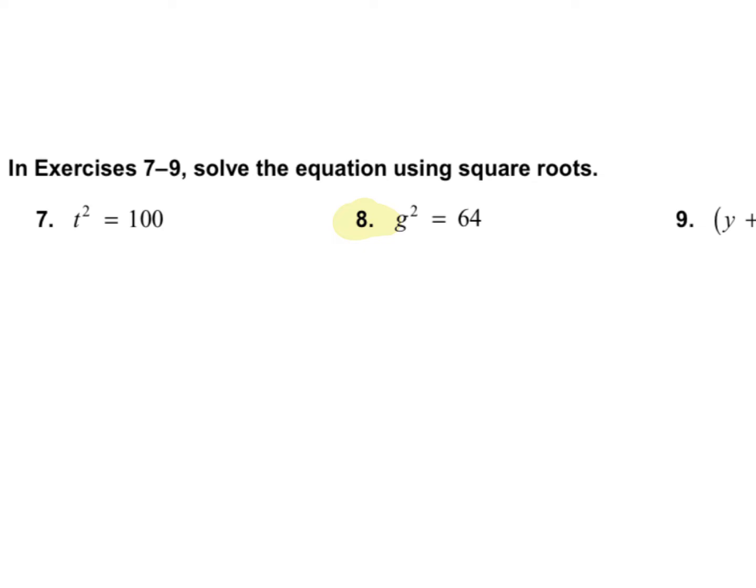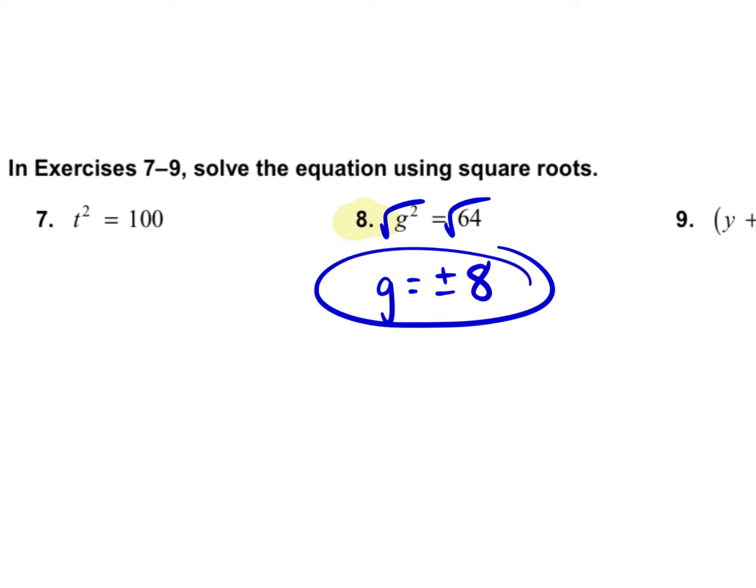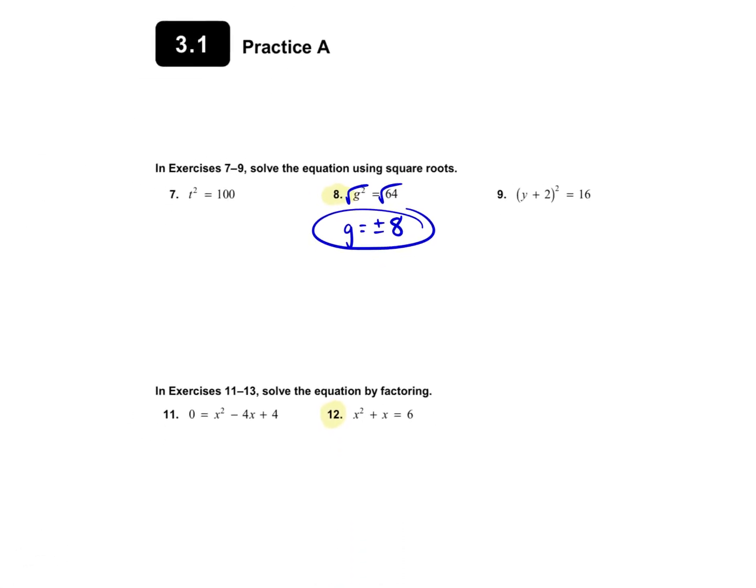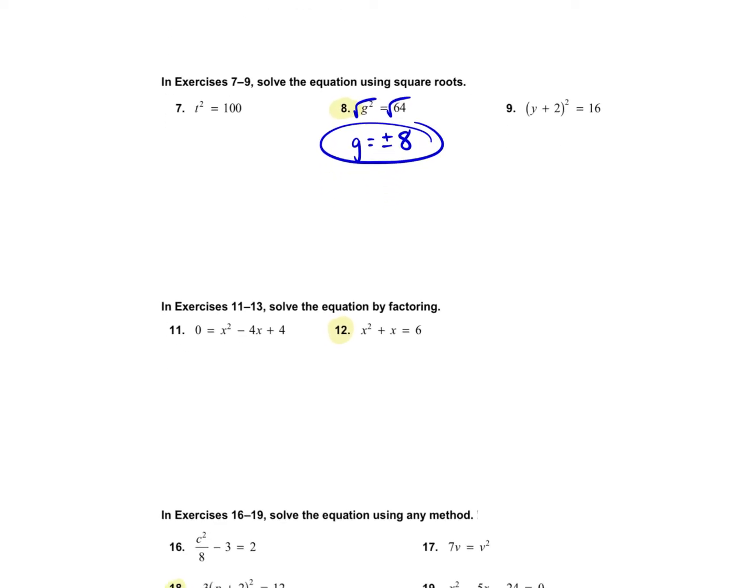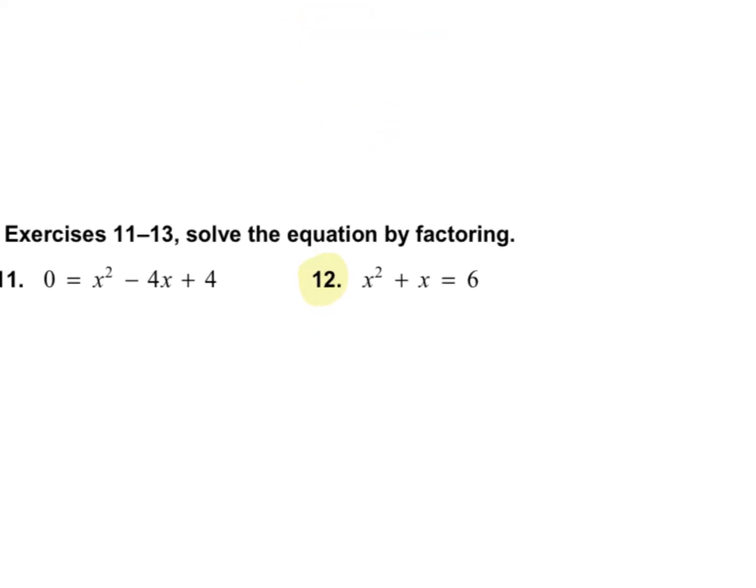Stephanie. Just square root both sides. Thank you. So G would be equal to what? Plus or minus H. So we just take the square root of 64, and anytime you take the square root of both sides, you mean plus or minus.